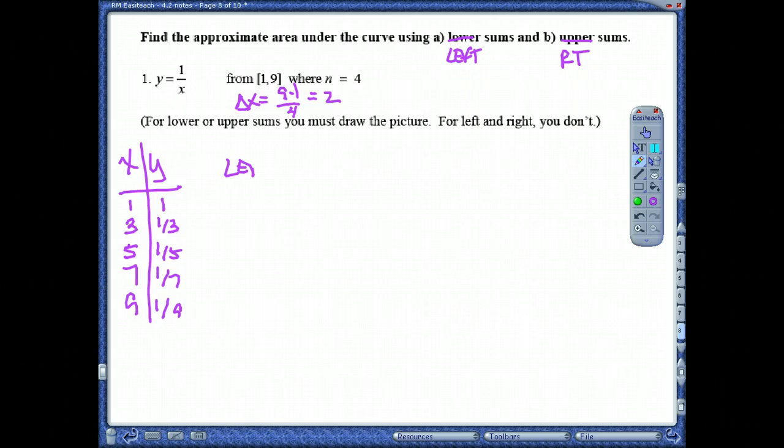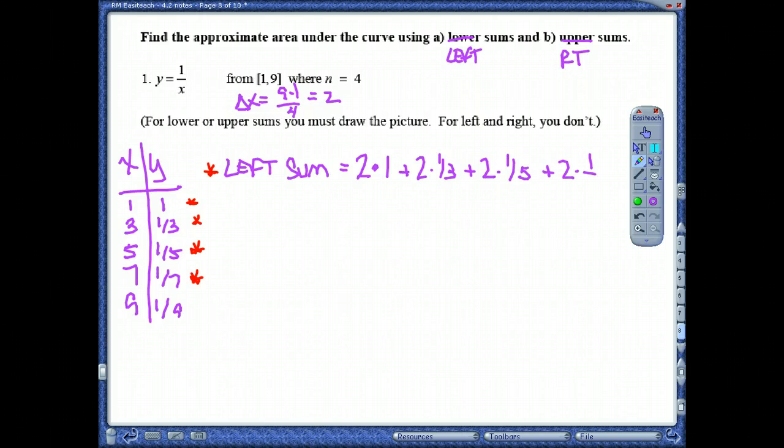So when we're finding the left sum, we are going to use these rectangles. Now, the base of every rectangle is 2, and we're going to use the left. So left is going to use the left endpoint, everybody but the right endpoint. So I'm going to do 2 times 1 plus 2 times 1/3 plus 2 times 1/5 plus 2 times 1/7.